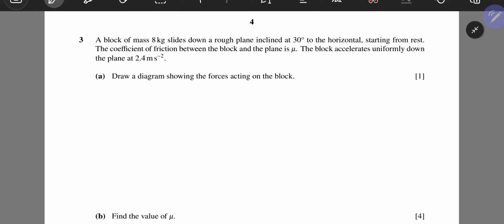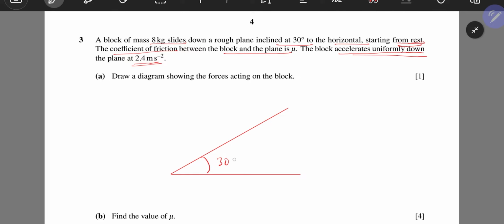This is question 3. A block of mass 8 kg slides down a rough plane inclined at 30 degrees to the horizontal, starting from rest. The coefficient of friction between the block and the plane is mu. The block accelerates uniformly down the plane at 2.4 meters per second squared. Draw a diagram showing the forces acting on the block. It's a pretty simple diagram, to be honest, and we'd have to draw the diagram regardless of whether they asked or not. So just a slope. We'll show the angle, which is 30 degrees.